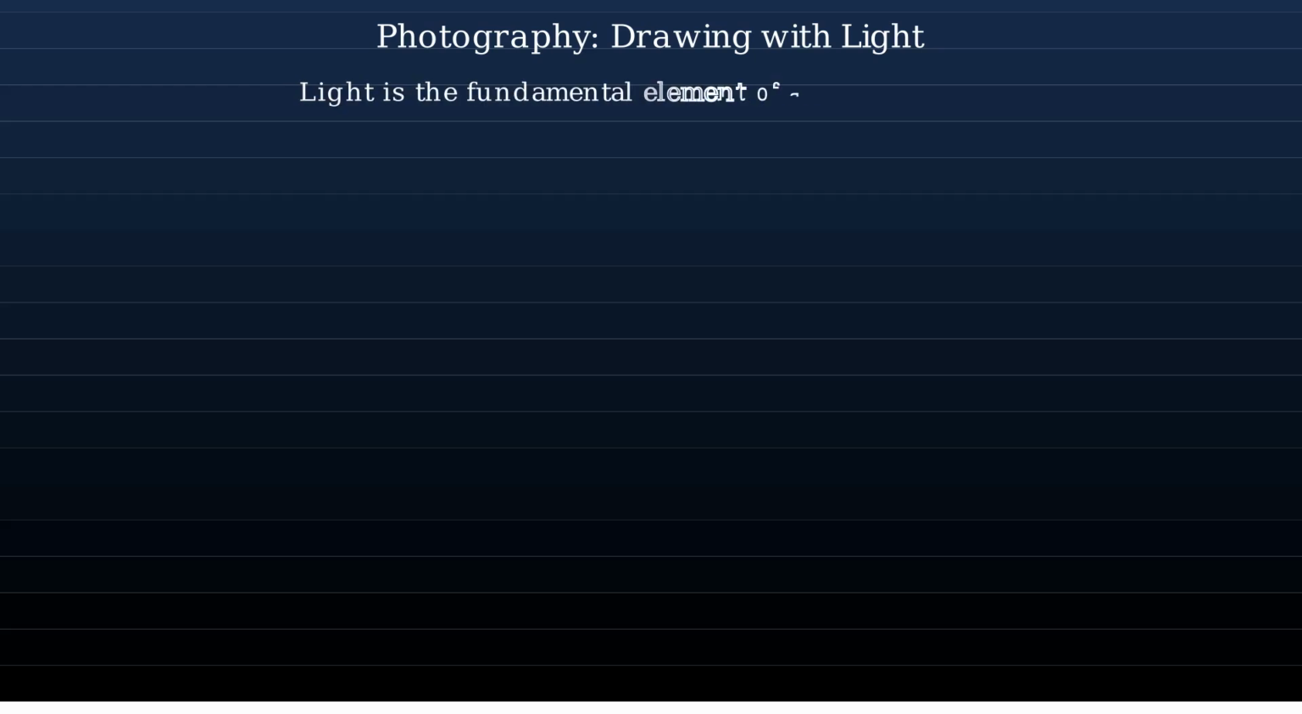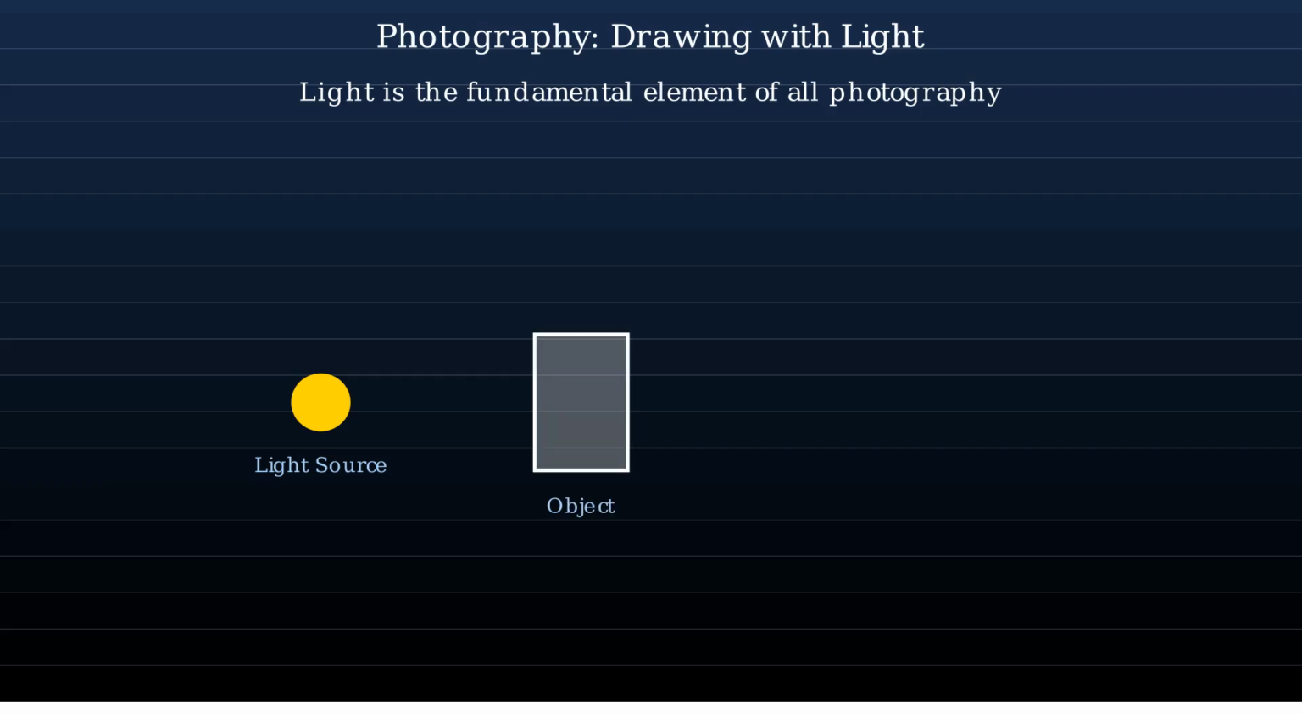Light is the fundamental element of all photography. Without light, creating images would be impossible. Let's visualize how light creates photographs. First, we need a light source, like the sun or a lamp. The light travels through space until it encounters an object. When light hits an object, some of it is absorbed and some is reflected. The reflected light carries information about the object's color, texture, and shape.